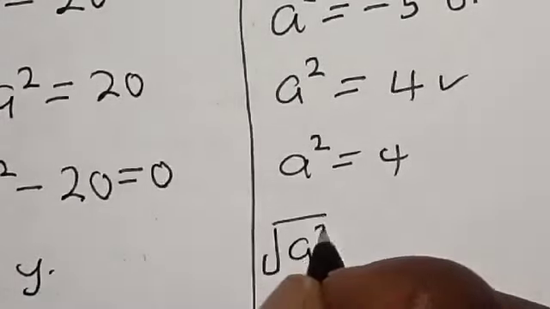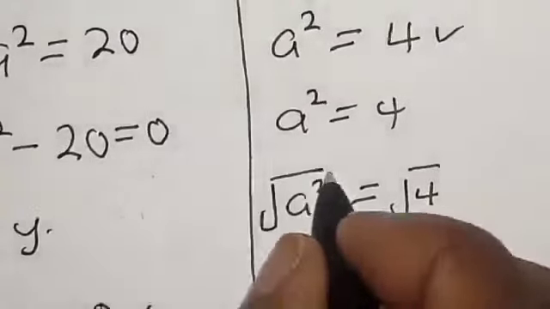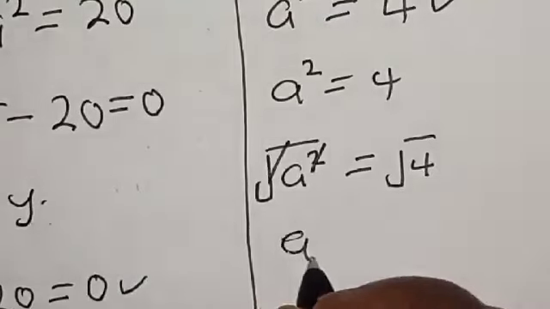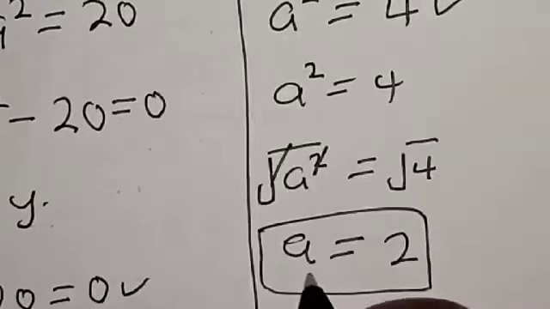Square root of a square is equal to square root of 4. The square root cancels the square, and square root of 4 is 2. a is equal to 2. That is the value of a.